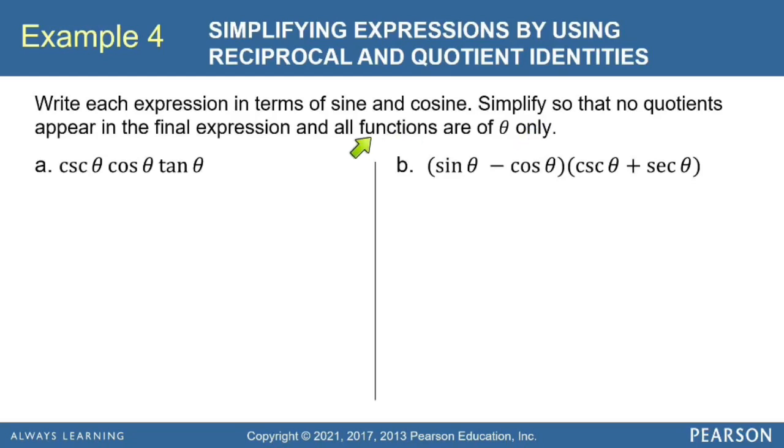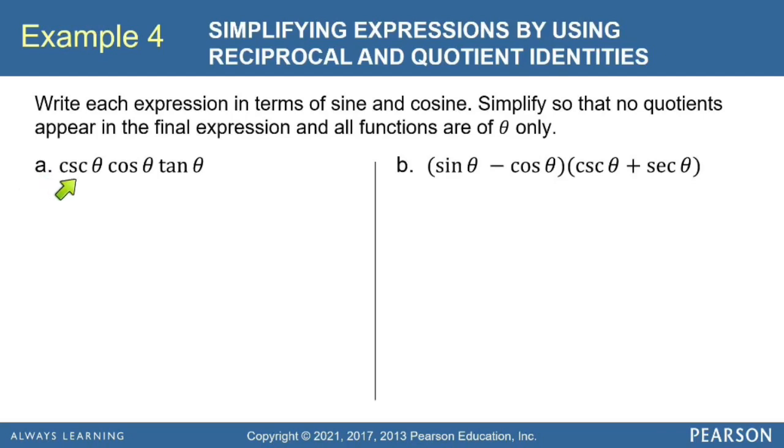Now, whenever they say all functions are of theta only, they mean that you can't leave things like sine of negative theta or something like that. All your functions have to only be whatever function of theta. And notice that here the instructions do not say anything about having to write down which identity you're using. So this time we'll just talk through it and we won't necessarily write down what we're doing.